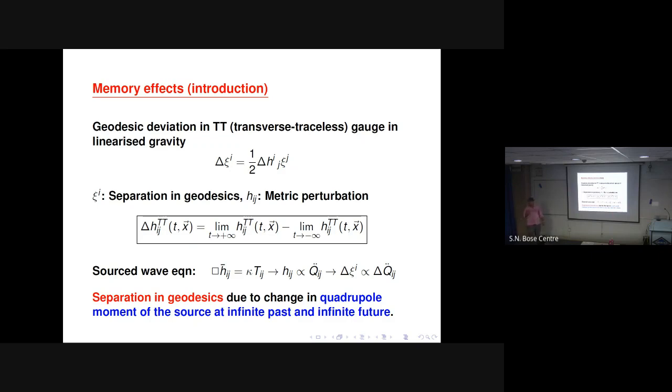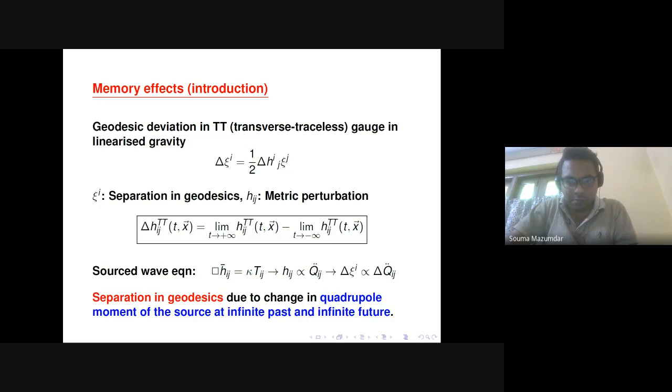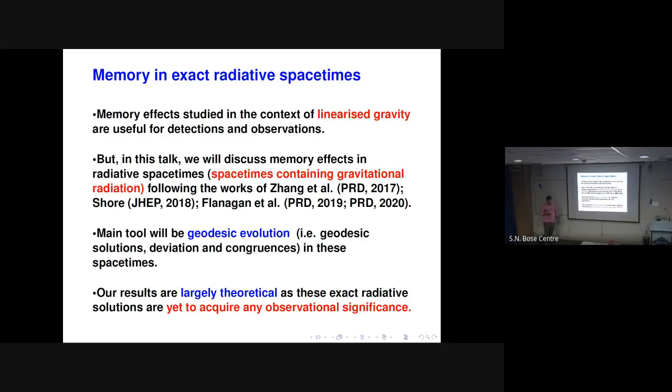There will be other reasons also. But we consider some other things. So why exact? By exact, I mean these are exact solutions in certain cases of gravity. Why radiative? Because they have a notion of gravitational radiation, gravitational wave, in these solutions. The memory effects that are studied in the context of linearized gravity are very useful for detection. But here we'll talk about certain mathematical solutions.